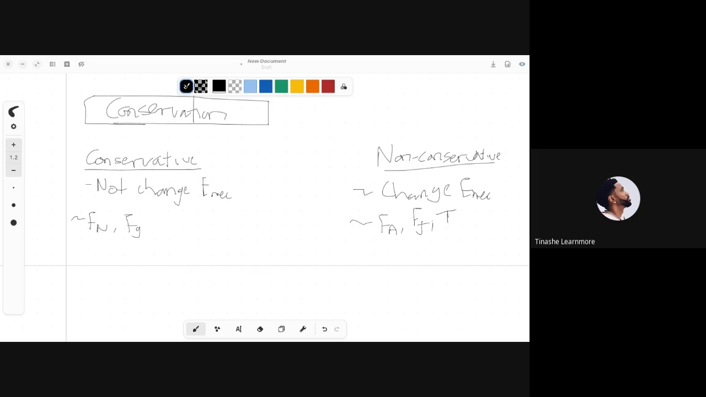All right. So now that we got that out of the way, give a reason why the normal force does no work on the crate. I'm going to take this one to Petro.